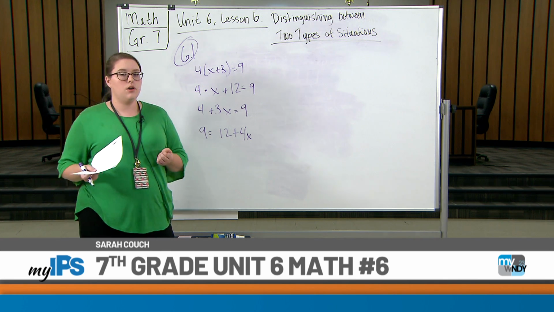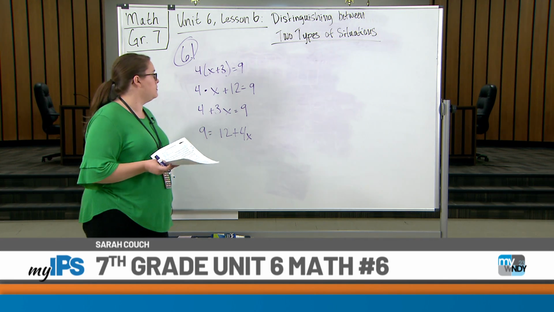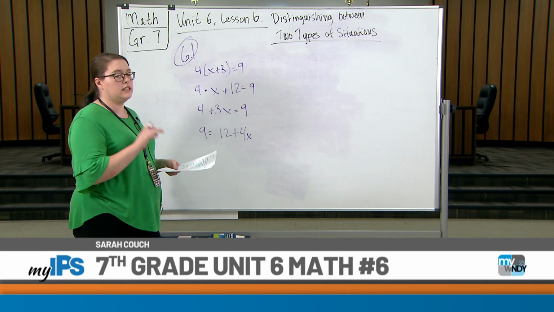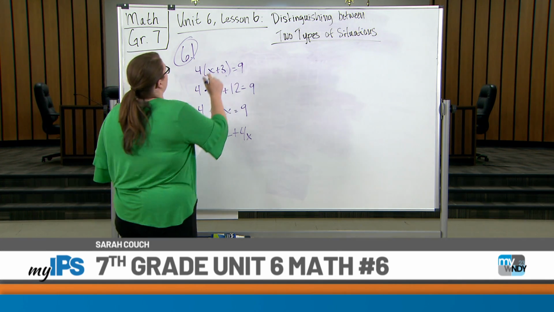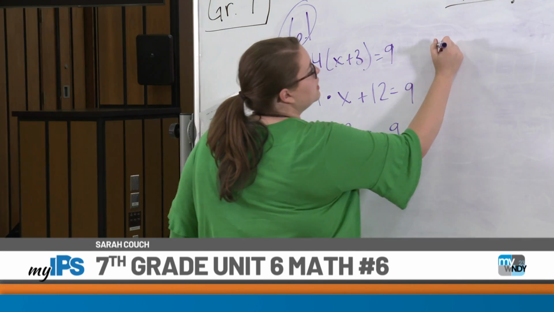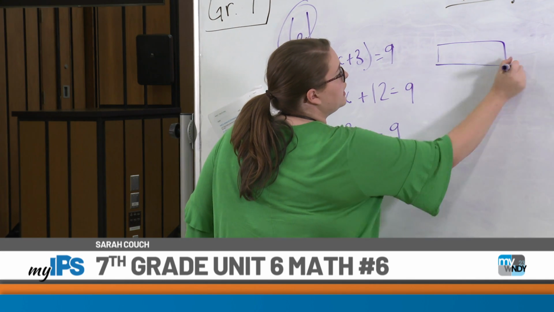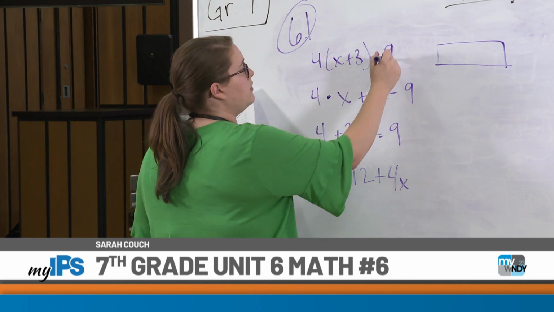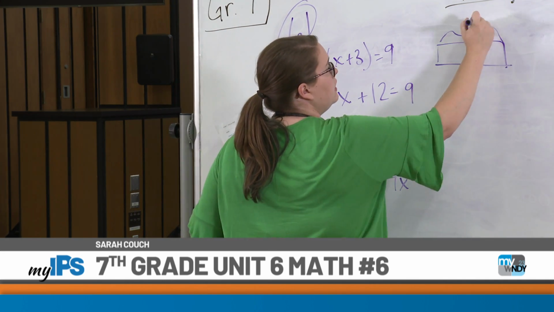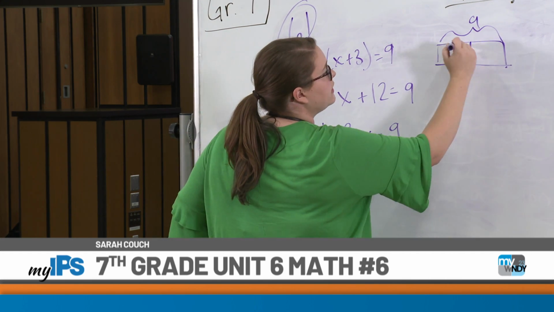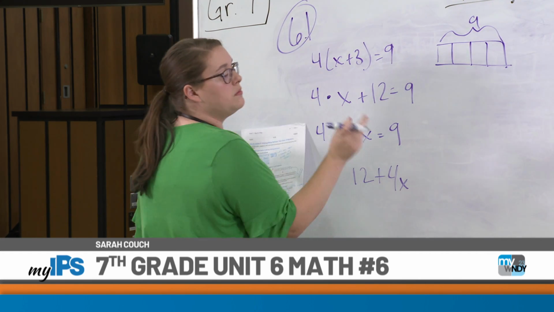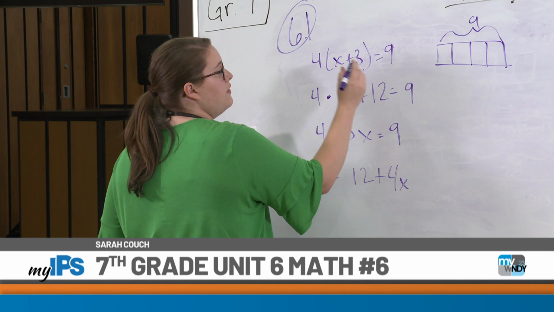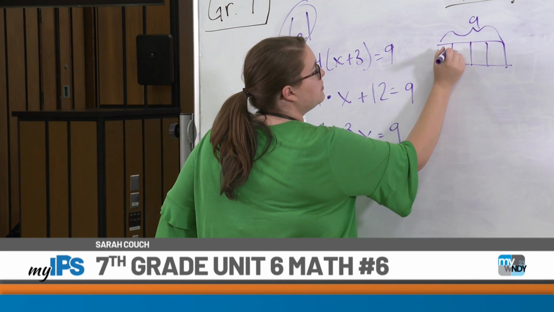So I'm going to use our prior knowledge and draw some tape diagrams to help me see these a little more clearly. So I'm going to draw my diagram. I have my whole of 9, and then I have 4 squares, or 4 pieces, sorry, and they all have x plus 3 in them.